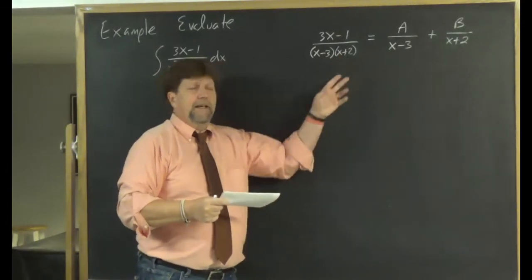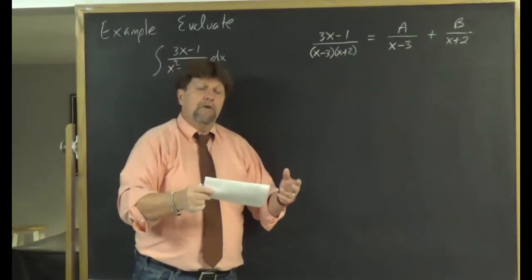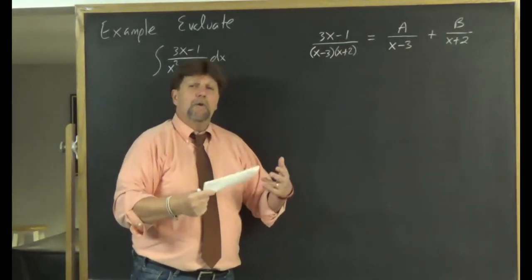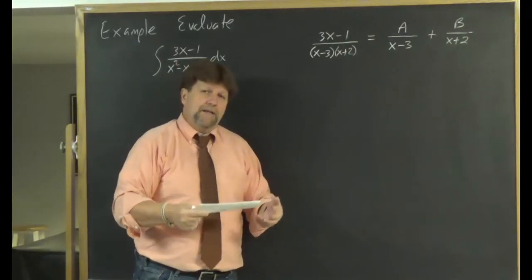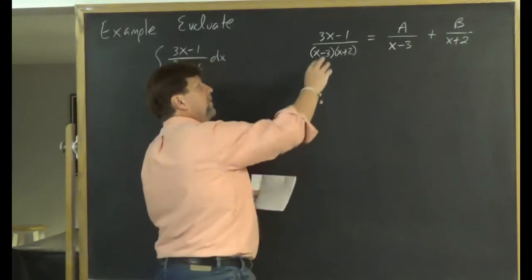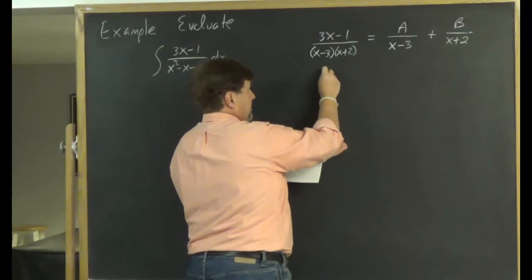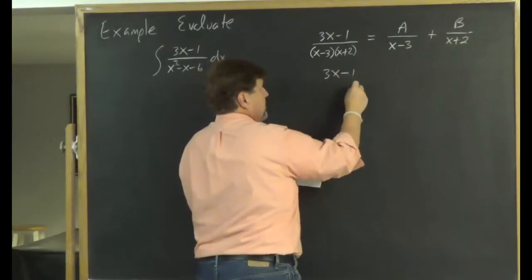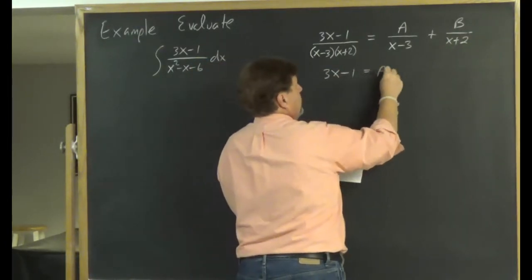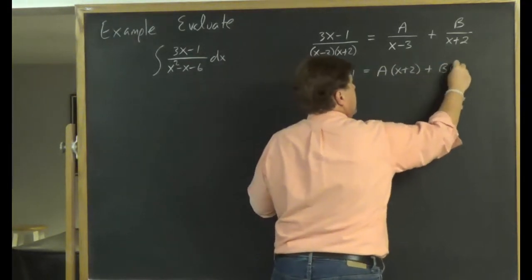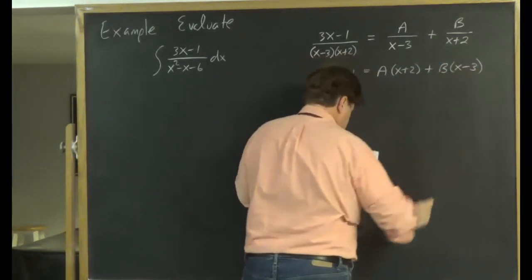Next, this is an equation, and I multiply both sides of the equation by the least common denominator, which is (x minus 3) times (x plus 2). So when I multiply both sides by the least common denominator, I get 3x minus 1 equals A times (x plus 2) plus B times (x minus 3).